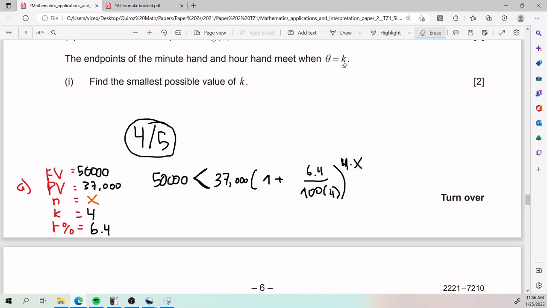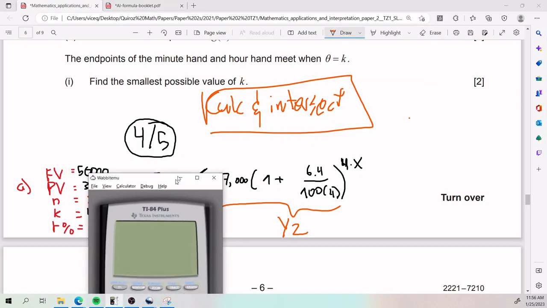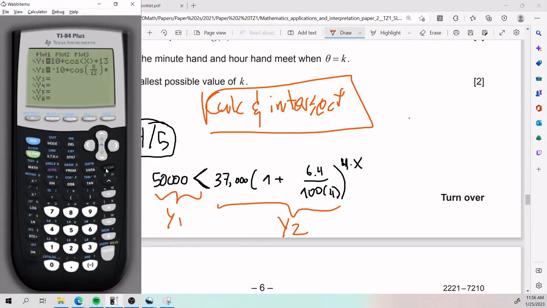Now in order to solve this inequality, there's a couple ways to approach it. My favorite is the following: the calc and intersect trick. I do have a video on this that goes much more in depth, but basically I'm going to call this y1 on my calculator and this y2 on my calculator. Calc intersect, wherever it intersects, is the value of x that I'm trying to find. And so we will approach it that way. So y1, we're going to call it 50,000, and y2 is the whole thing on the right side.